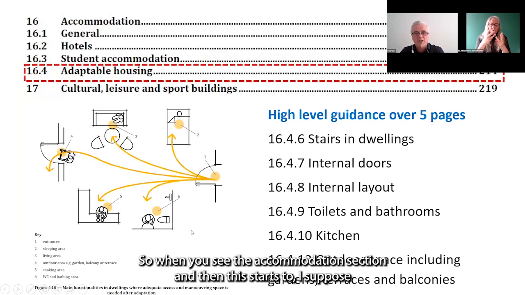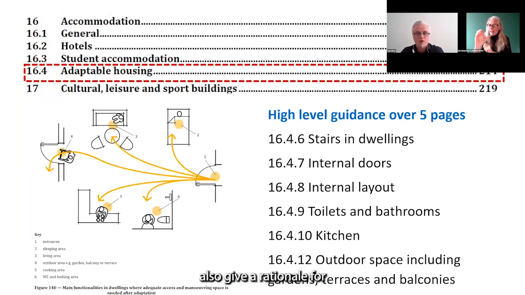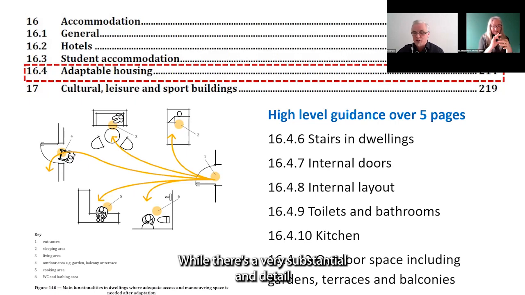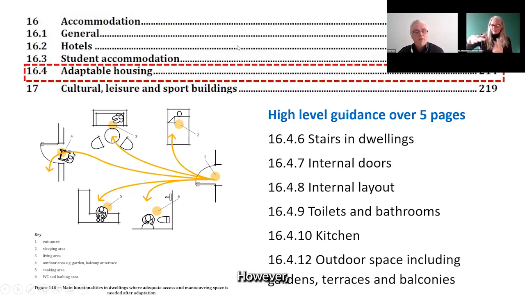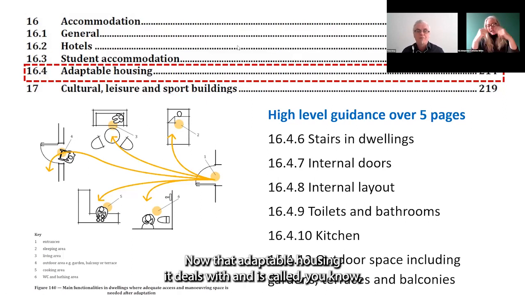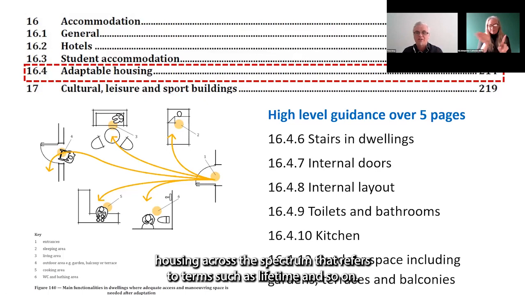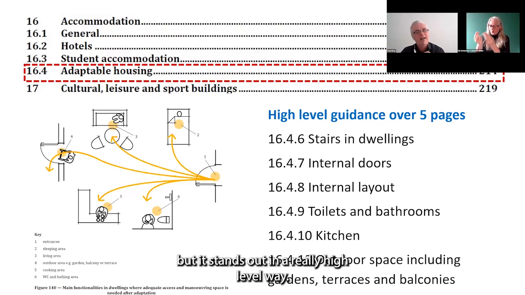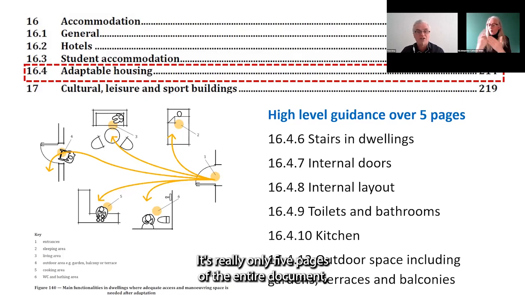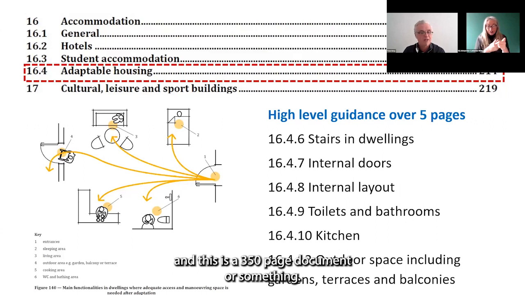So when you see the accommodation section, this starts to, I suppose, also give a rationale for why we would develop a new standard in this space while there's a very substantial and detailed standard in existence already and very recent, dealing with the accessibility and usability of the built environment. However, the accommodation section has a subsection called adaptable housing. Now, that adaptable housing deals with, and is called, housing across the spectrum. They refer to terms such as lifetime and so on. So it does refer to general housing requirements and so on, but it's dealt with in a really high level way. It's really only 5 pages over the entire document, and this is a 350-page document or something. So it's very high level.